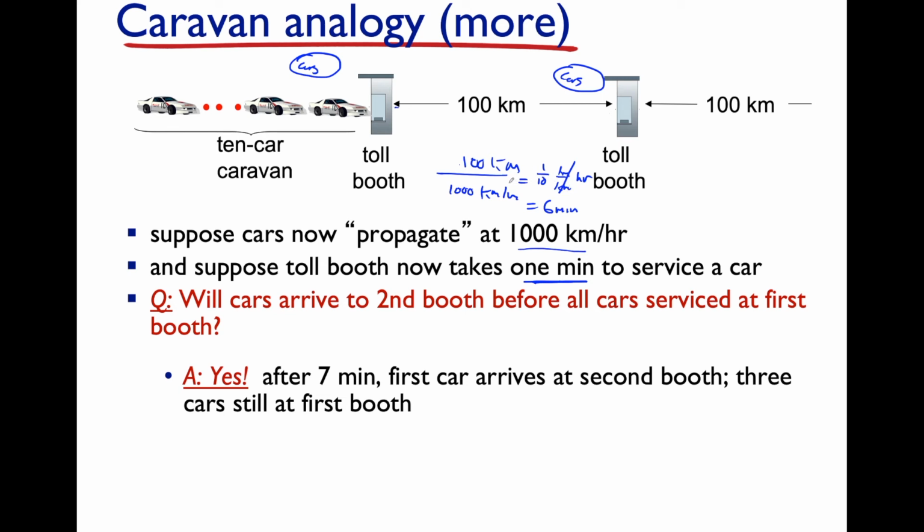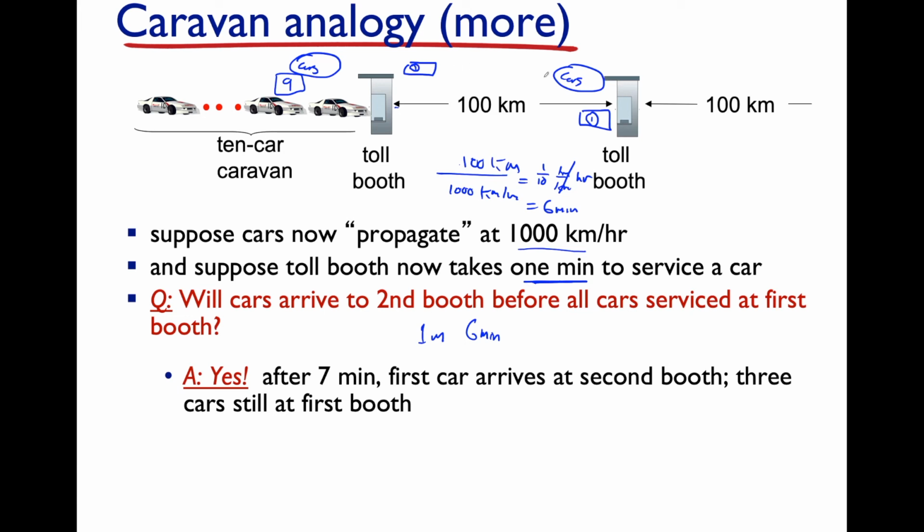So it takes 1 minute to service a car. So at 1 minute time, well, the first car is on the roadway side. And after that first car is on the roadway side, you have 9 cars out of the 10 now waiting in front of the first toll booth. Now, how long does it take that first car to propagate? We said it takes 6 minutes for any car to propagate at that 1,000 kilometers per hour. So now, after the first minute, the first car is on the roadside of the first toll booth, the roadway side. 6 minutes later, that first car is now in front of the second toll booth.